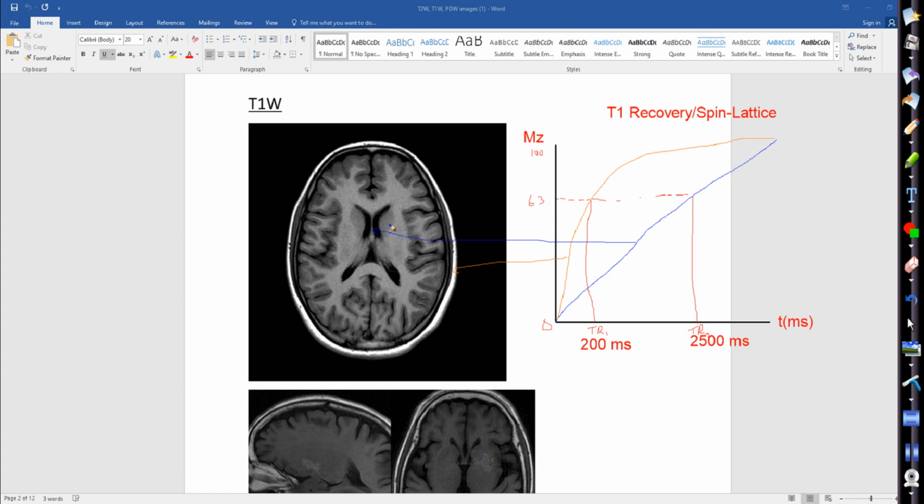And then if I had to do white and gray matter, our white matter, once again closer to the ventricles, and I think I did green for this, right in this general area. And we said white matter decayed very rapidly, but it will also recover very quickly. That's why it's brighter on a T1. So if I had to draw in my curve for white matter, it would look something kind of like this.